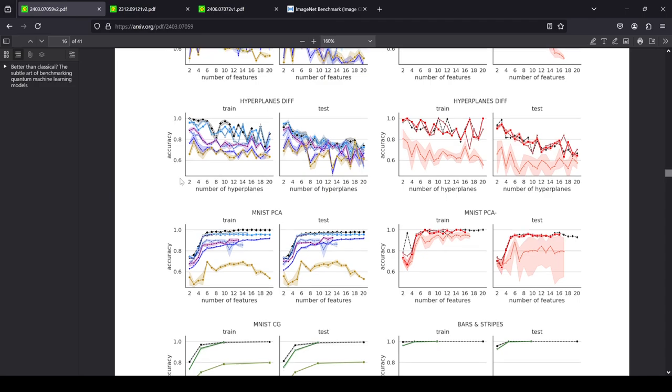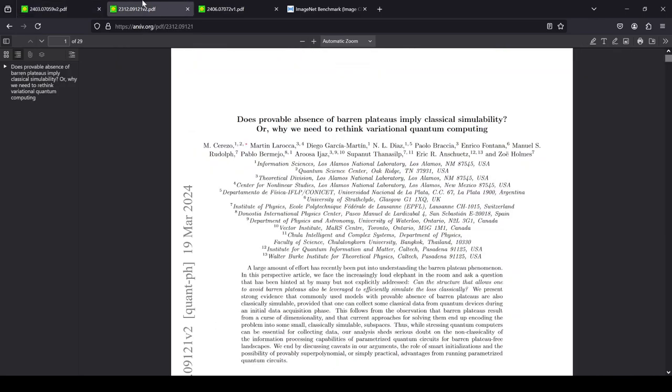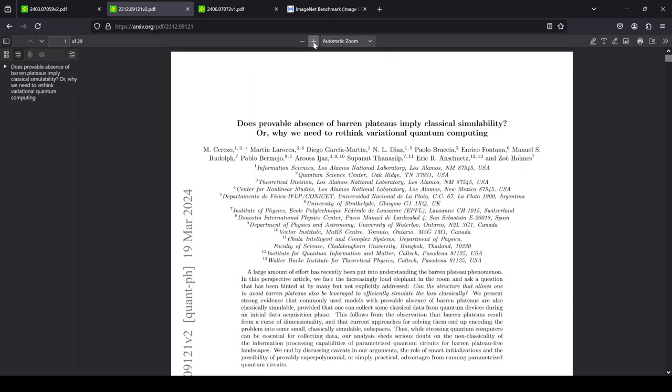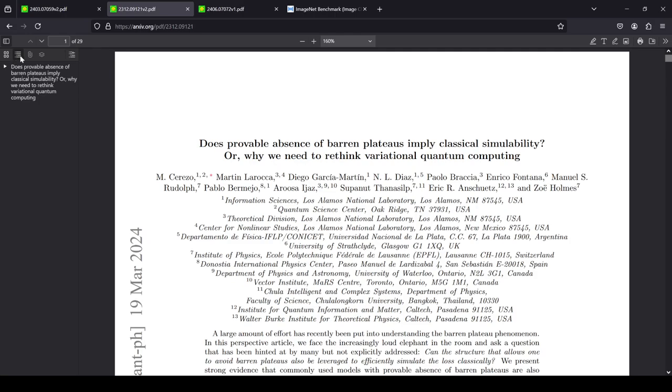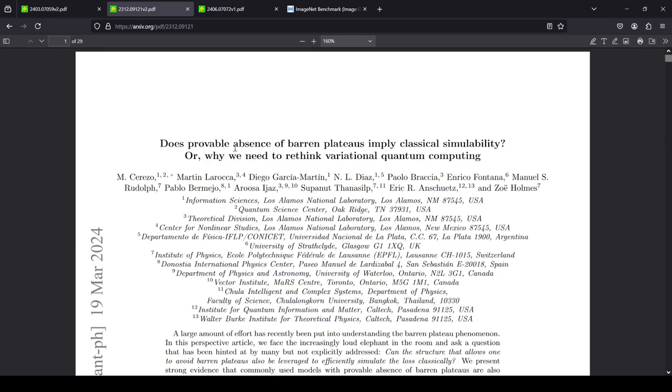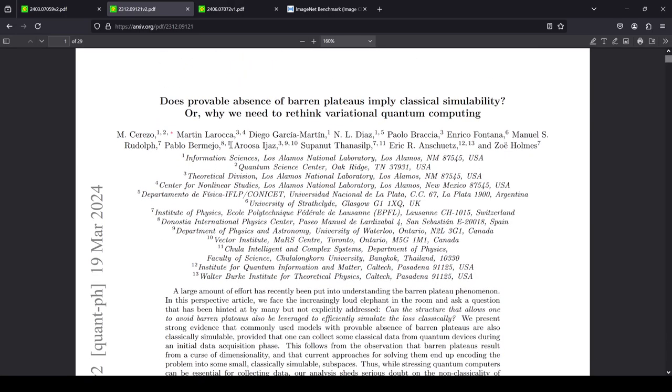Moving on to the second paper, which is a more theoretical one. We're going to go through these last two pretty quickly, but I'll summarize the idea. It's basically asking, what can we do with quantum machine learning models that we can actually train?